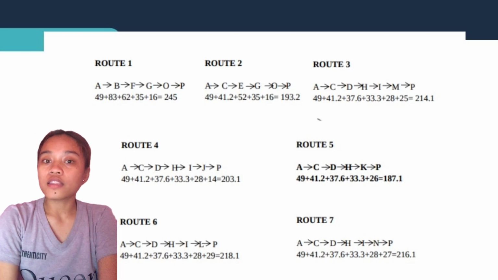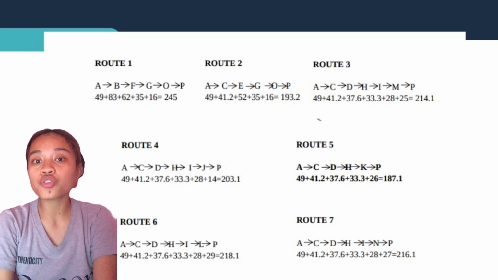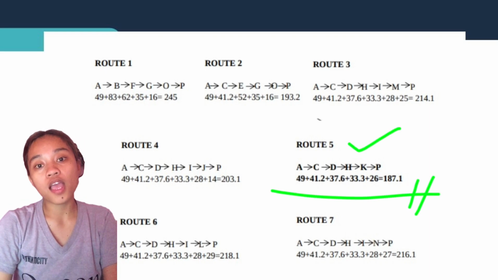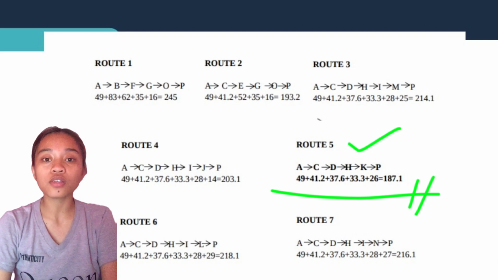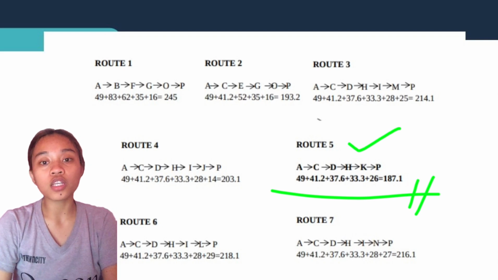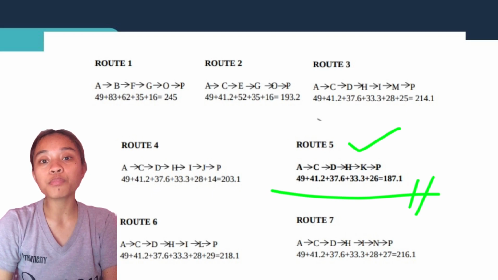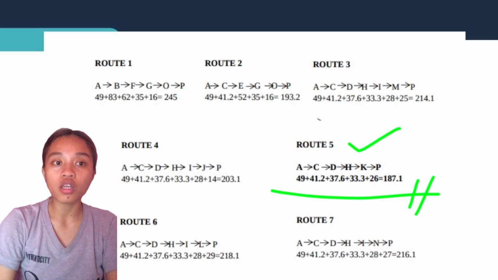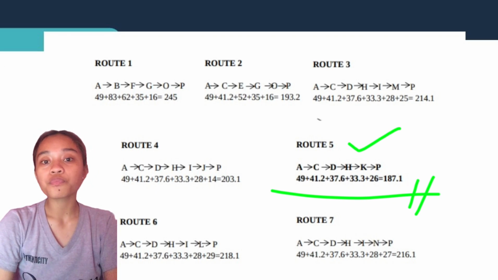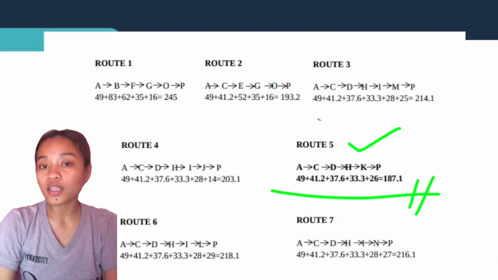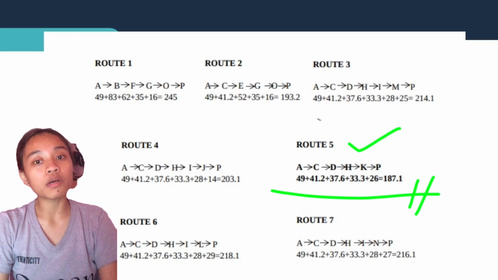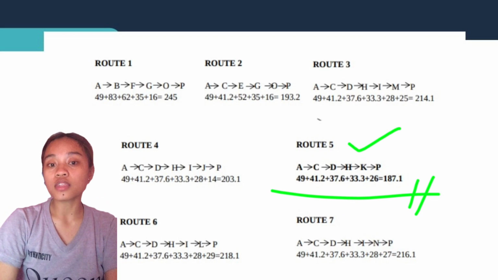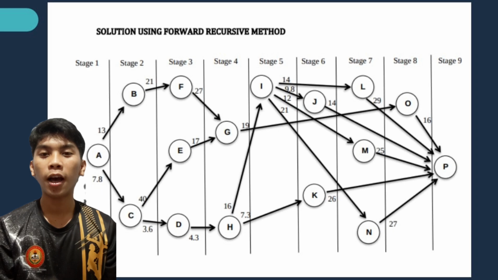As you can see, these 7 routes are already solved in the slide, so the shortest path will be the optimal path that Luella should choose, which is Route 5: A to C, C to D, D to H, H to K, K to P, and their values are 49 plus 41.2 plus 37.6 plus 33.3 plus 26, with a total of 187.1. The location path that Luella should choose is Tumanhog to Ronda, Ronda to Alcantara, Alcantara to Moalboal, Moalboal to Badian-Bugas, Badian-Bugas to Mantalongon, which is Osmeña Peak, our goal, using this backward recursive method.